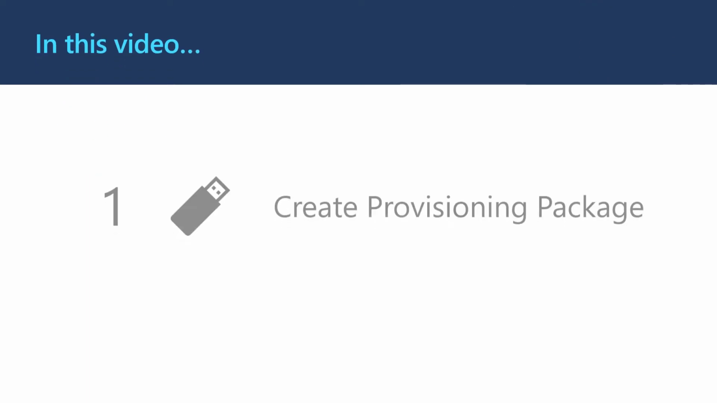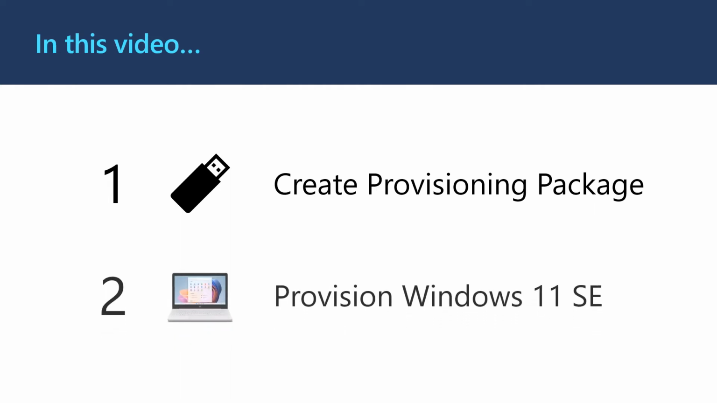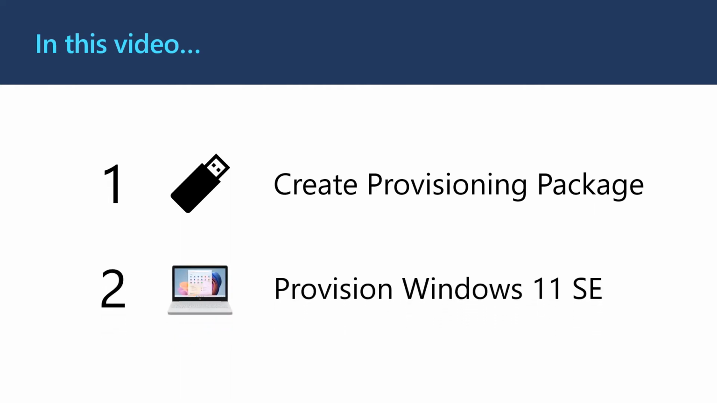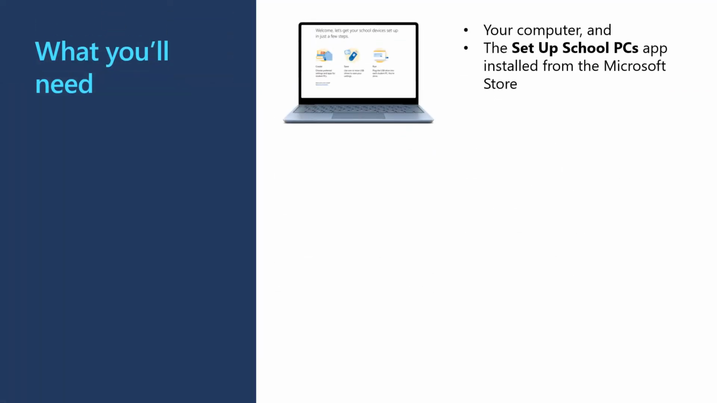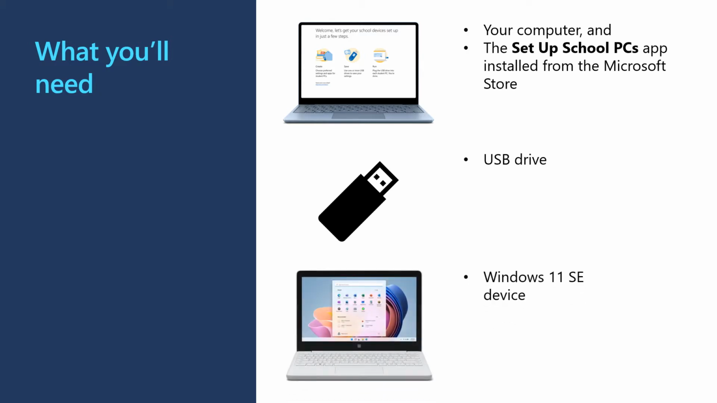In this video, I'll start by showing you how to create a provisioning package using Set Up School PCs. Then I'll show you how we can use that provisioning package to provision our Windows 11 SE devices. To complete the quick start guide, you'll need a Windows computer and you'll need to install the free Set Up School PCs app from the Microsoft Store. You'll also need a USB drive with some free space. And finally, you'll need a Windows 11 SE device to enroll.